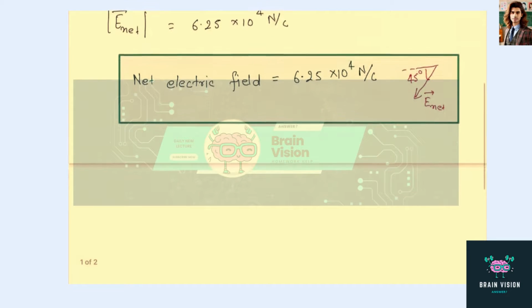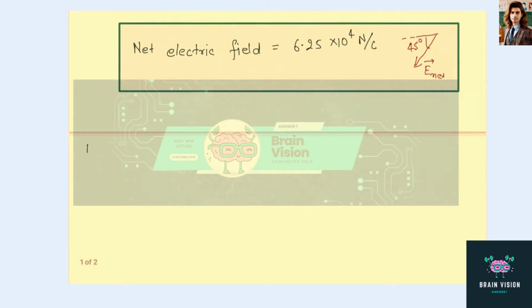Now moving to the second part. In second part, it is saying that an electron is kept at the point P. Okay, so at point P, what will be the net force acting on the electron and in which direction it will be acting? So we know that electric force is given by the relation charge of the charged particle into net electric field at that point. So first we will calculate magnitude. So magnitude of the force will be equals to magnitude of Q into magnitude of E.